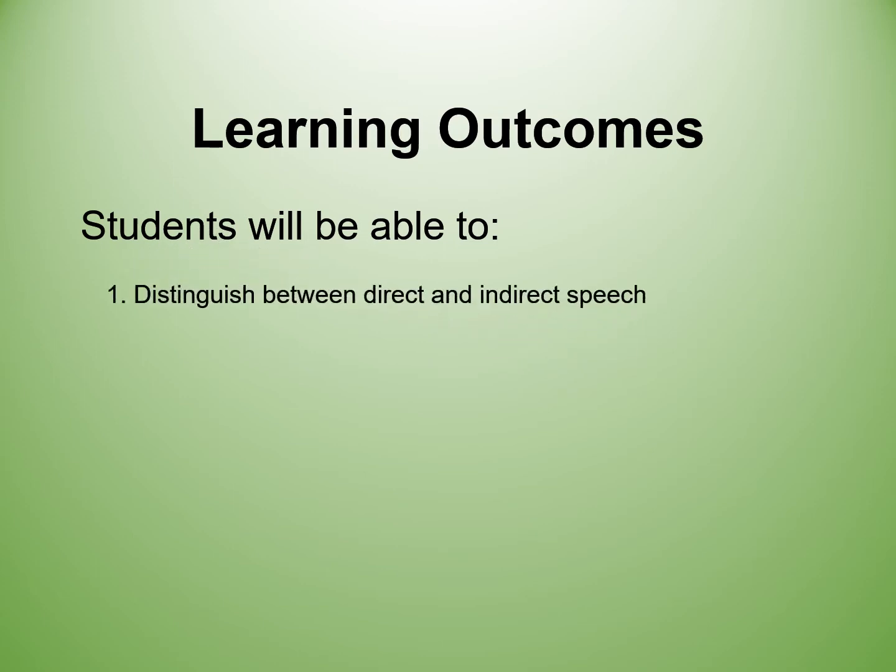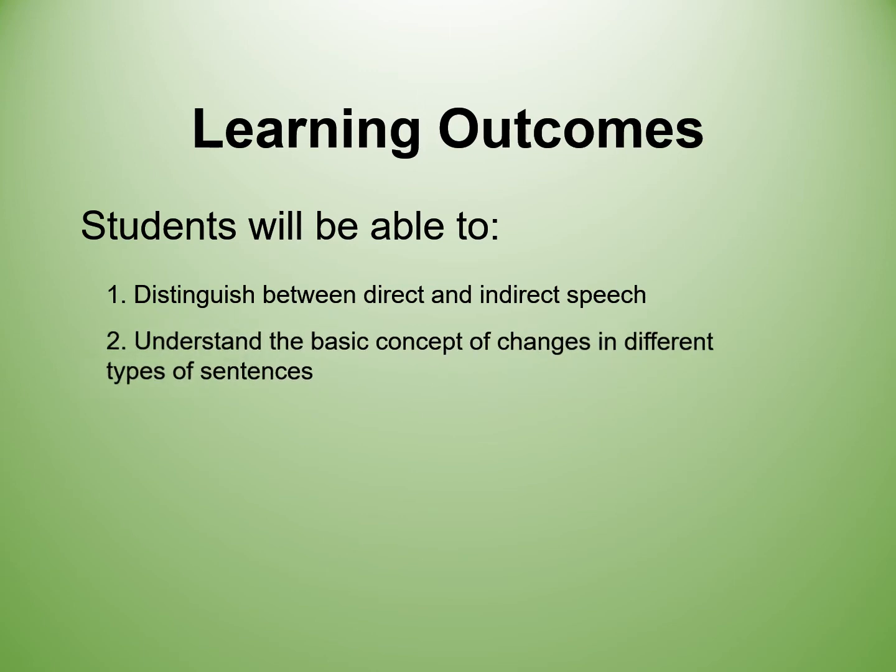Let's have a look at the learning outcomes. Students will be able to distinguish between direct and indirect speech, understand the basic concept of changes in different types of sentences, use conjunction accordingly.